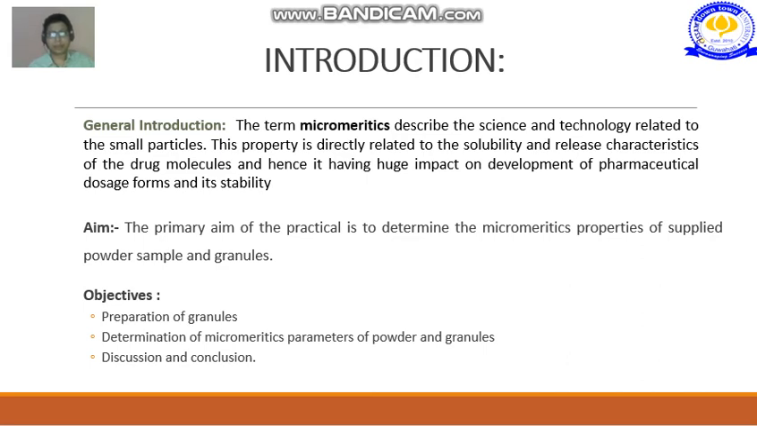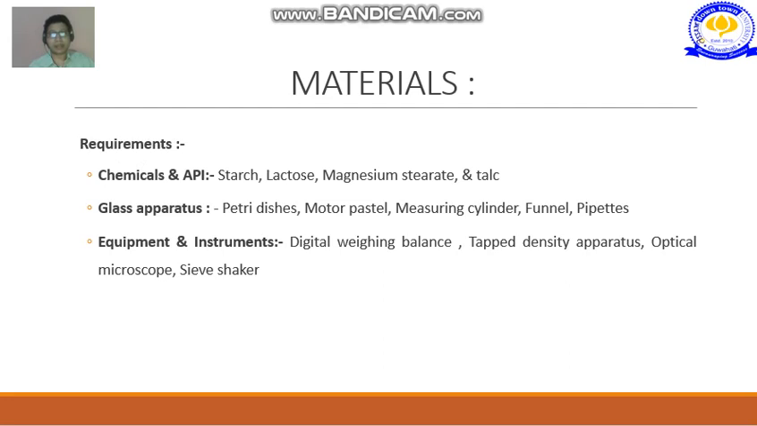Moving to the next part, we will discuss the materials which are going to be used for this particular practical. First of all, we may require a few chemicals like starch, lactose, magnesium stearate, talc, etc. Glass apparatus like petri dish, mortar and pestle, measuring cylinder, funnel and pipettes are going to be used in this practical. Equipment and instruments like digital weighing balance, tap density apparatus, optical microscope and sieve shaker are going to be used to perform this practical.